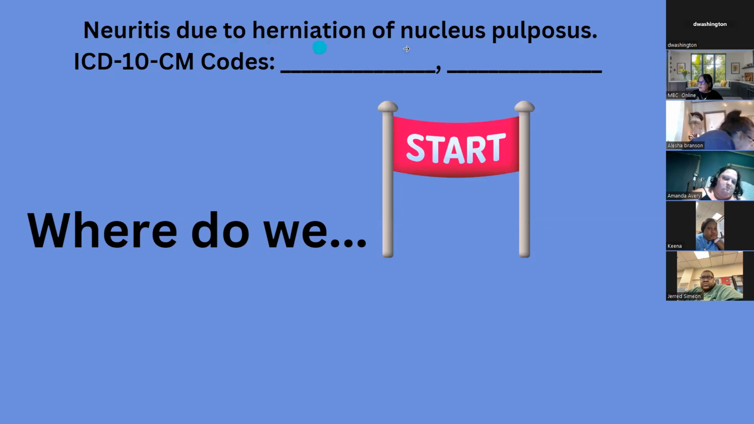Neuritis due to herniation of nucleus pulposus. So where are we going to start? What's the key term we're looking for here? What does the patient have? The patient has neuritis. He has neuritis because of a herniation of nucleus pulposus. So it's going to be two codes, but we're going to start out with neuritis.